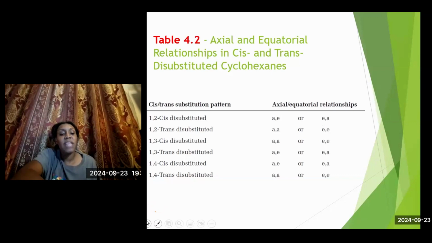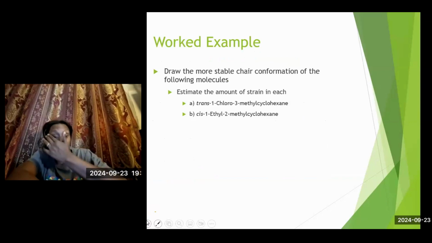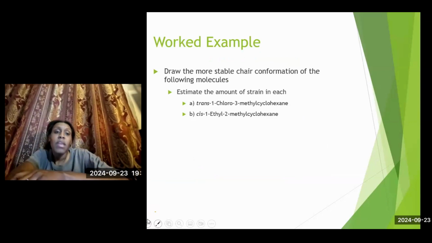So the best way to understand these is to really do some practice problems. And so let's look at a problem. It says, draw the more stable chair conformation of the following molecules. Estimate the amount of strain of each. So I'm going to go ahead and go to the answer. If you guys want to try to pause it and answer it yourselves, you can go ahead and do so.